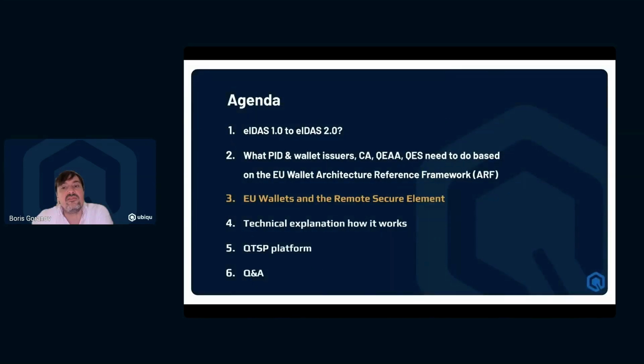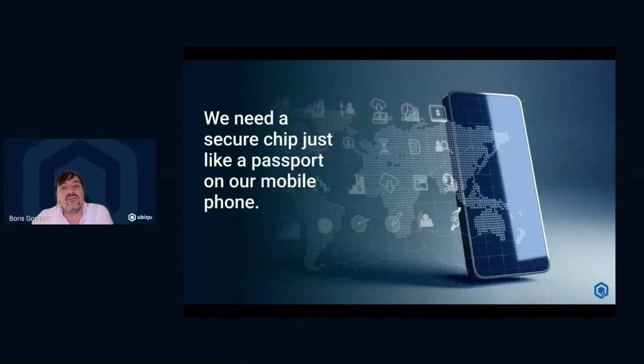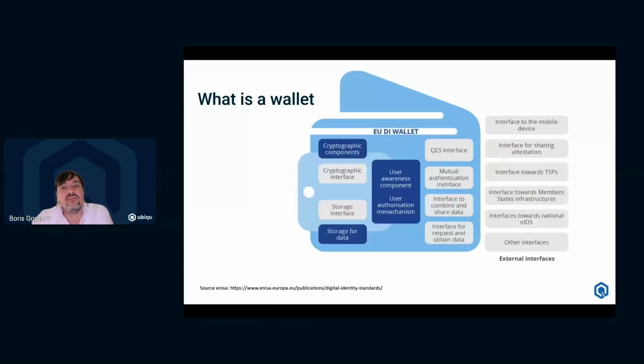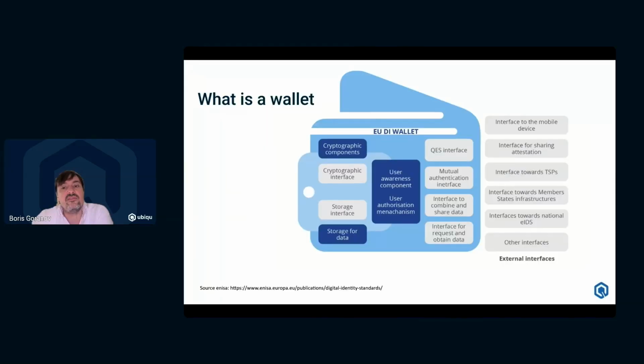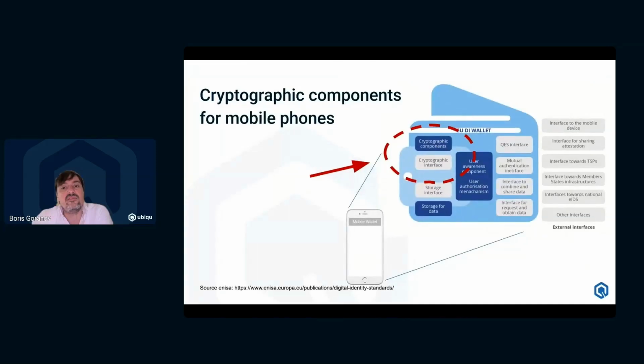So what does that actually mean for wallets and secure elements? If you look at passports, because basically what we are doing here is replicating a physical passport on our mobile phone, the key characteristic of a passport is a secure chip, a secure element. And that means that, from the architecture reference framework, an EU digital wallet needs a secure cryptographic component to store those keys to get the same level of assurance as a passport.